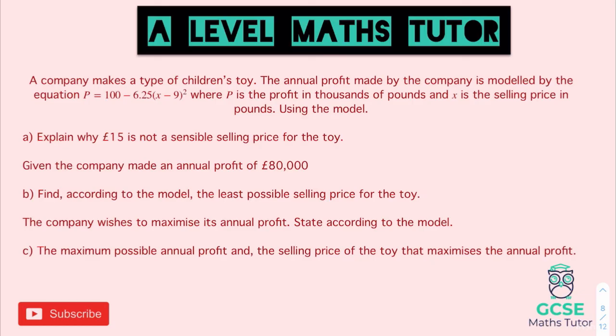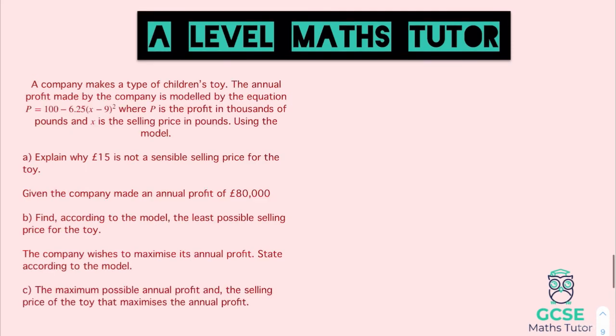Okay, so looking at this question then. In order for us to actually go over this, I'm just going to push all of this right into the side, and now we've got a bit more space to actually go about answering this question. It was quite an interesting one. It said a company makes a type of children's toy, and the annual profit was modelled by this equation. What was interesting was that this equation was actually given to you in completed square form.